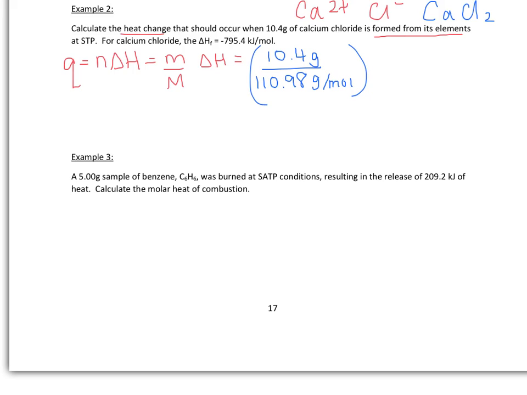times its delta H, which is given. Notice that in the question, we are talking about when calcium chloride is formed, and we've been given the delta H of formation. So we can use the number given, which is negative 795.4 kilojoules per mole. Here, grams cancels, moles cancels, to give an answer to three significant figures of negative 74.5 kilojoules.